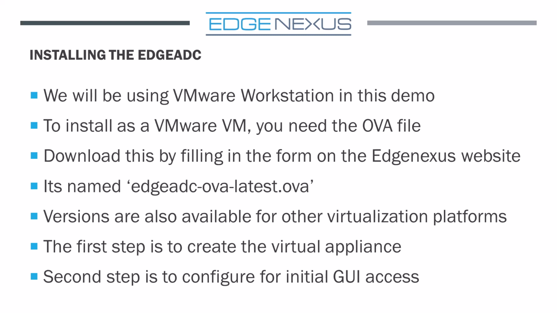To install using a VMware infrastructure, you must have the EdgeADC OVA file. When you download the file from Edge Nexus, it is typically called EdgeADC-OVA-latest.ova. The first step is to set up the appliance as a virtual machine. The next step, after the creation of the appliance, is to configure it for first-time use.